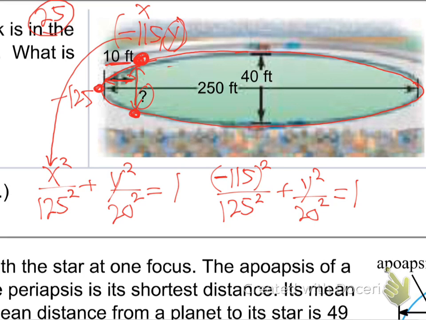We good there? Am I making sense? What we're trying to do. So I plug in the negative 115 for x, and I'll solve that equation for y. So let me go to a fresh screen, if you're good with that, and solve that. So minus 115 squared over 125 squared plus y squared over 20 squared.